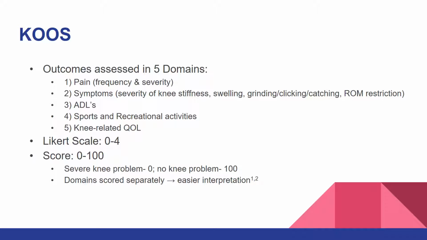The KOOS is assessed in 5 different domains. That is pain, symptoms, activities of daily living, sports and recreational activities, and knee-related quality of life. Each individual item is scored on a 0 to 4 Likert scale, and like the WOMAC, the KOOS is scored separately for each domain, which makes interpretation easier. The best score a patient can get is 100, and the worst possible score is a 0.